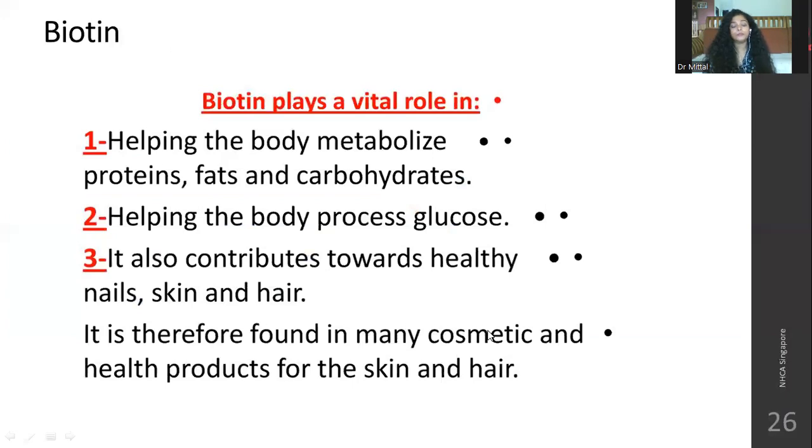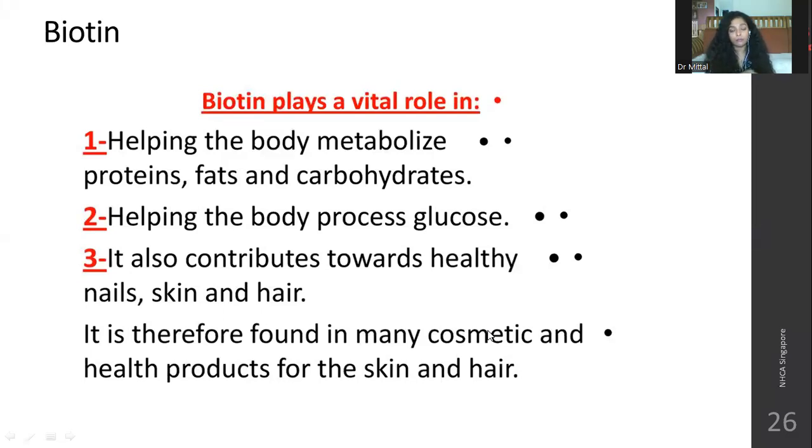Next is your biotin. Biotin plays a vital role in helping the body to metabolize proteins, fats, and carbohydrates. Helps the body to process glucose. Again, it is involved in the metabolism, just like the majority of the vitamin B complexes, it is involved in the metabolism of macronutrients. It contributes towards healthy skin, nails, and hair.